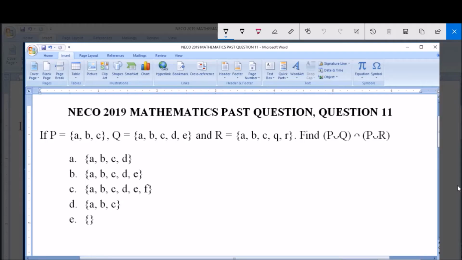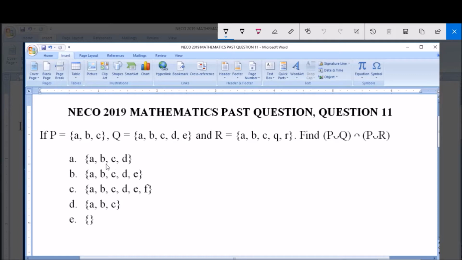Today we're going to be dealing with NECO 2019 Mathematics Past Question, Question 11. If P is a set of A, B, C, and Q is a set of A, B, C, D, E, and R is a set of A, B, C, Q, R, find (P union Q) intersecting (P union R).